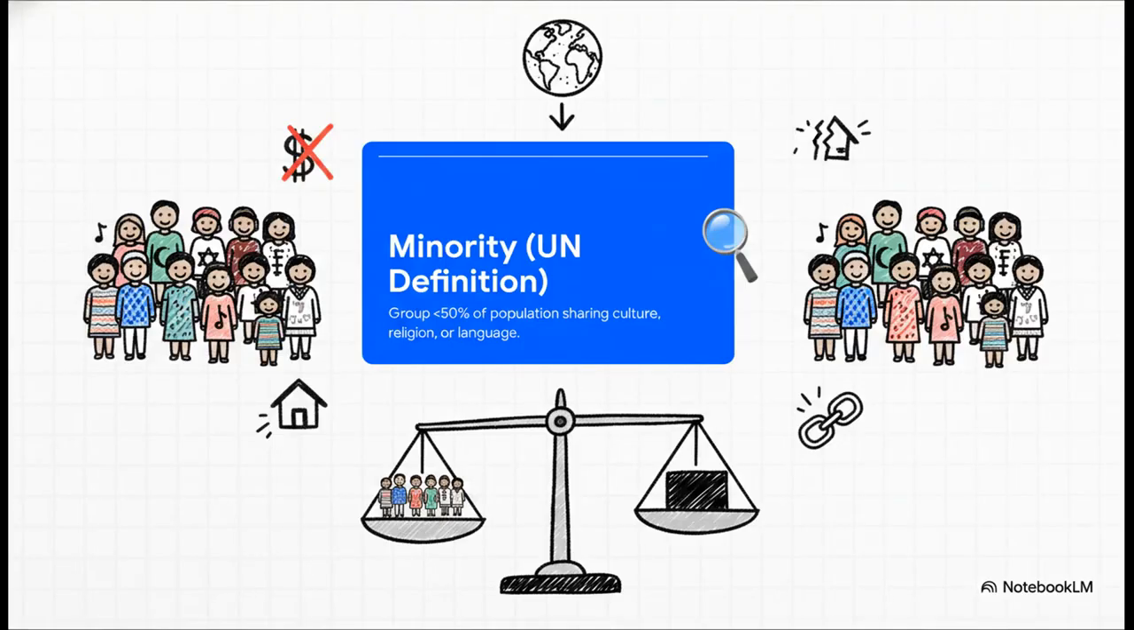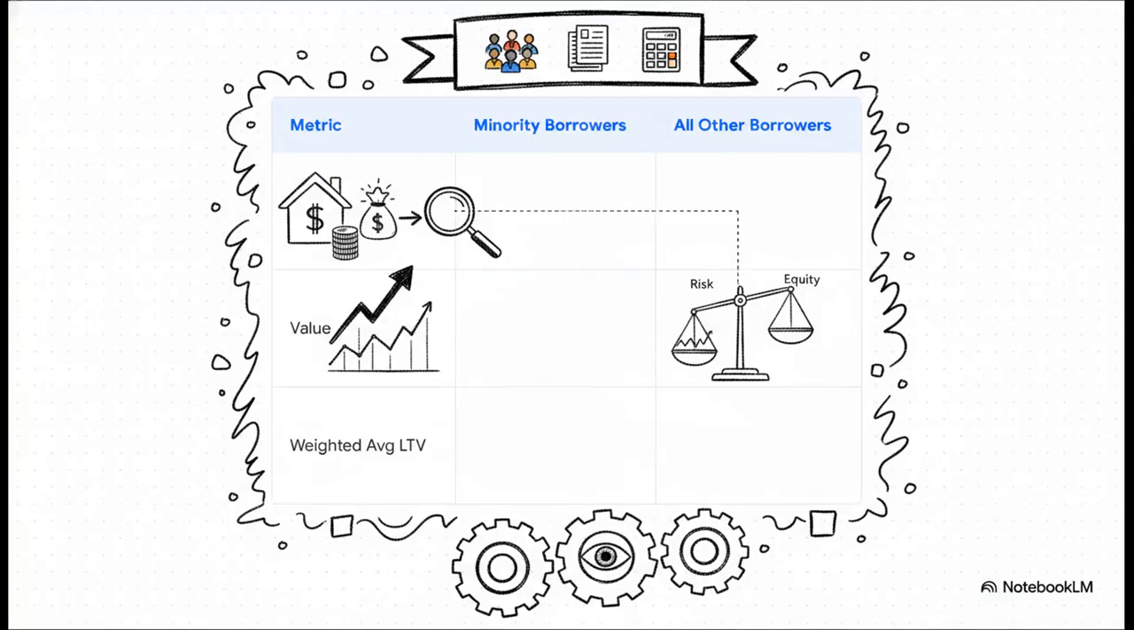But obviously, to measure this accurately, you need ironclad definitions. So SASB cleverly bypasses local definitions by using the United Nations definition for a minority borrower. The UN defines this as a group constituting less than half the population whose members share common characteristics of culture, religion, or language. This is great because it ensures that when entities report their data, they're using incredibly clear, objective, globally recognized terms.